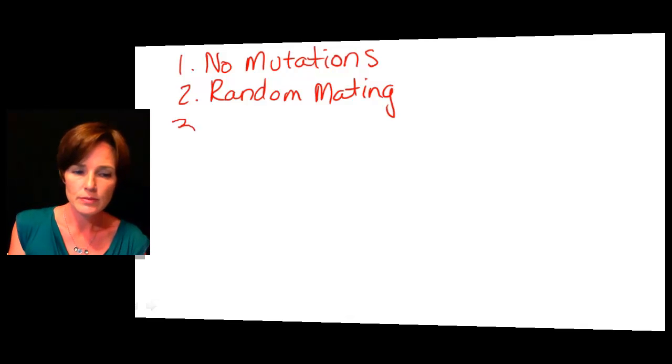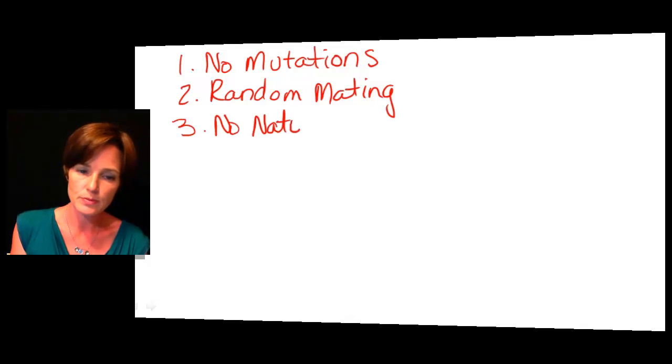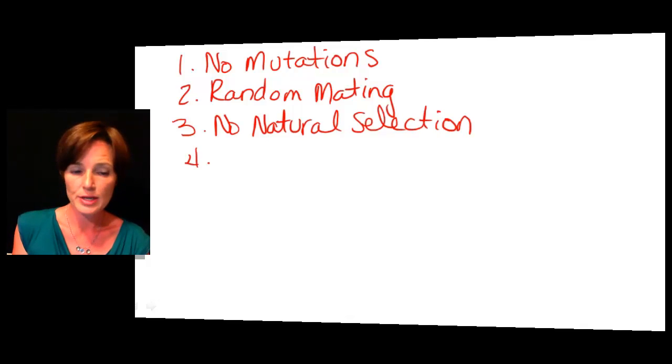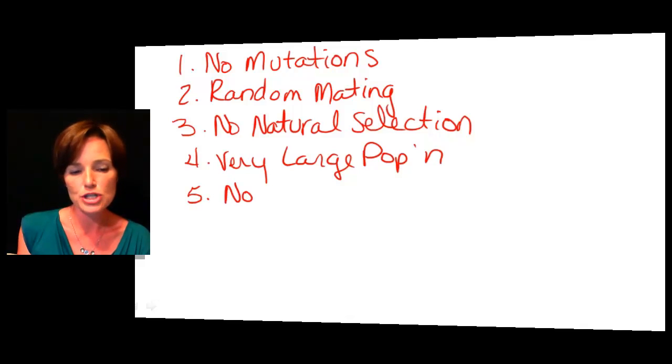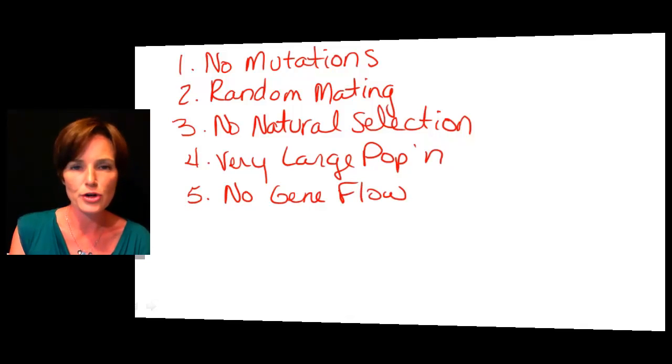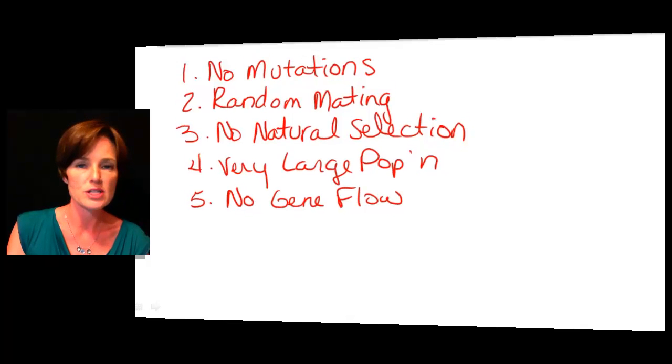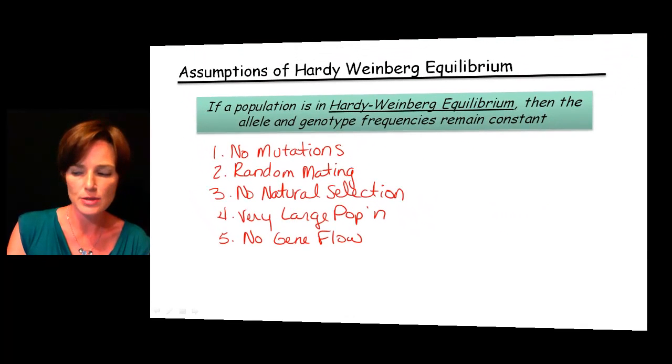Number 3, the third assumption is that there's going to be absolutely no natural selection. The fourth one is that we're going to have a very large population. And number 5 is going to be that there is no gene flow. And we'll talk about what we mean specifically by gene flow, but there's going to be no new genes coming into the population, and there's going to be no genes going out of the population.